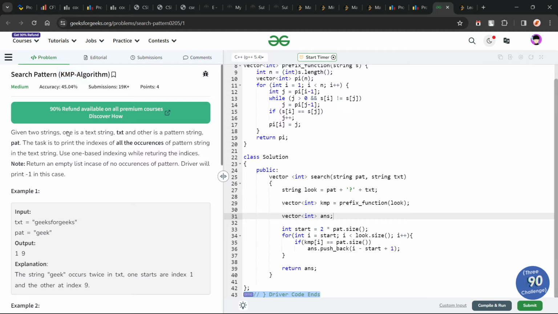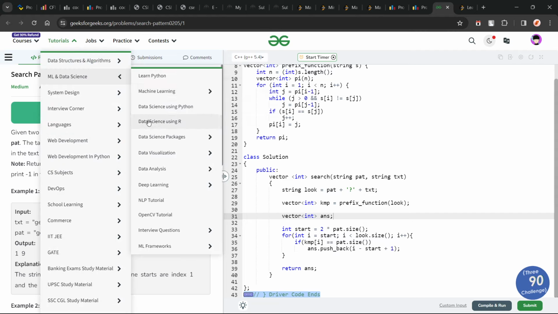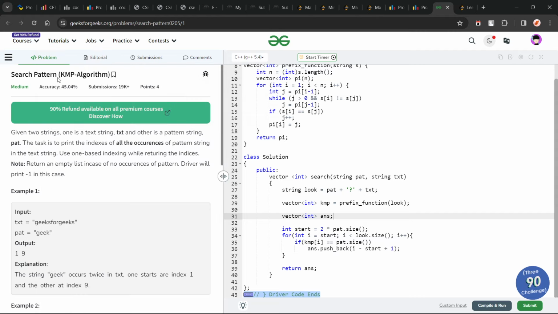For this video I'm going to give a little disclaimer: we are not going to discuss how KMP actually works. We are only going to have a look at the application of KMP as well as the Z function. KMP and Z function are very similar, but a little different in terms of what they output, though they are used to calculate the same thing.